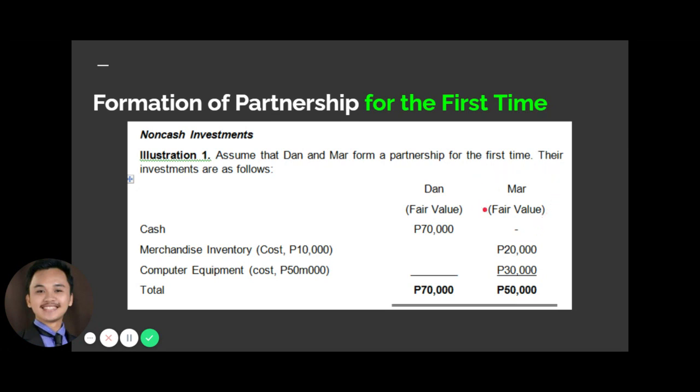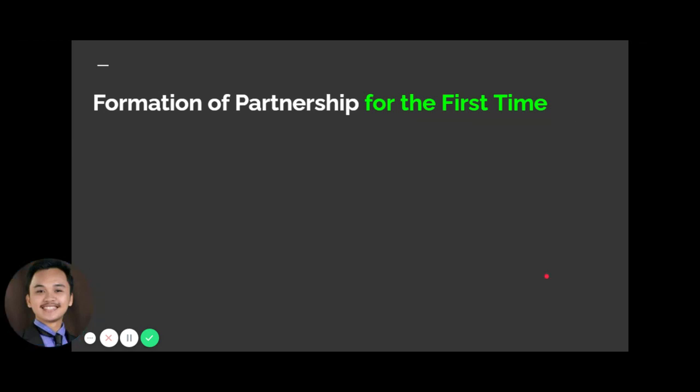But Mar invested non-cash assets. It invested merchandise inventory and computer equipment. Merchandise inventory has a cost of 10,000, but its fair market value is 20,000. So therefore, it will be recorded at 20,000. Another, we have computer equipment with a cost of 50,000. But again, it has a fair value of 30,000. So therefore, it will be recorded at 30,000 as well. In total, Dan will be credited a capital of 70,000 and Mar will be credited a capital of 50,000.